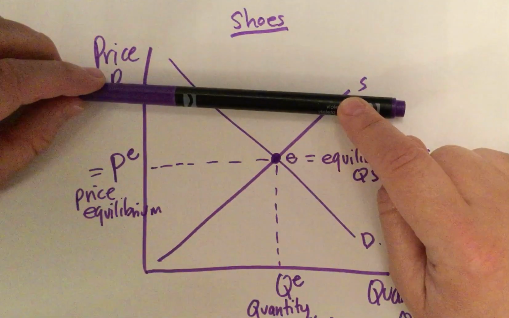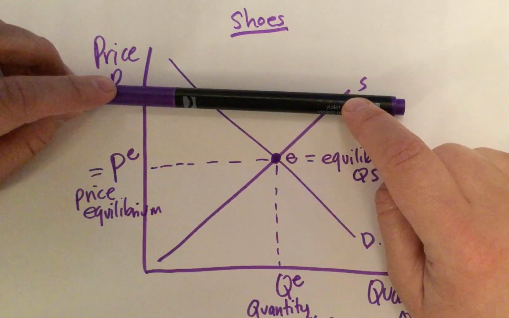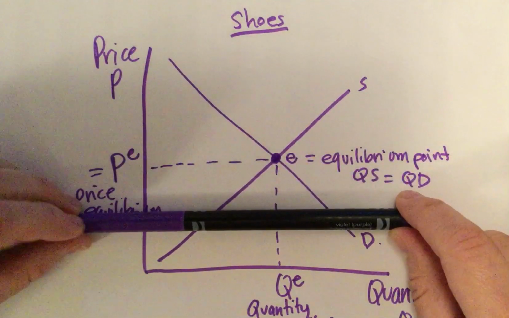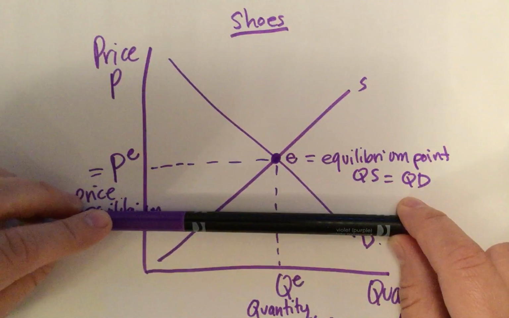This creates a surplus. A surplus is when there's just a lot of items on the shelf, inventory on the shelf that wasn't being bought.